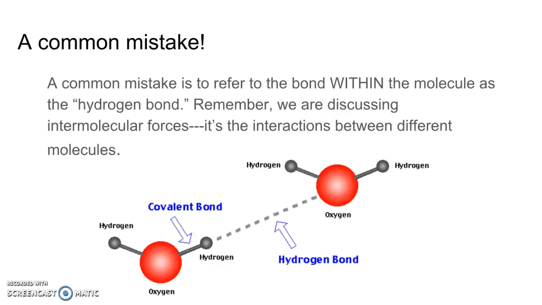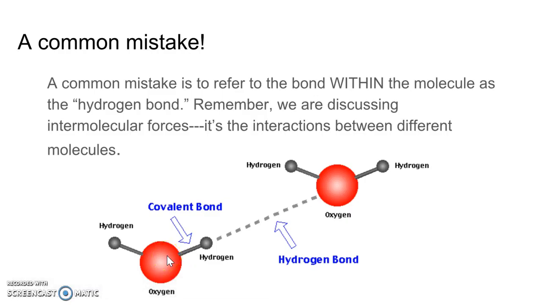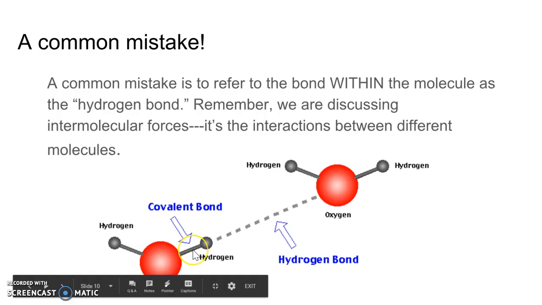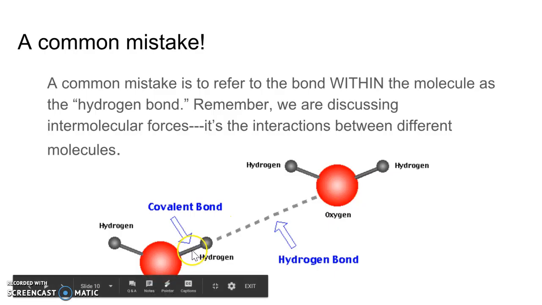Another common mistake is to refer to the bond within the molecule as the hydrogen bond, because you're like, oh, it's a hydrogen bonded to something. We're talking about intermolecular forces. We're not talking about bonds. This is a covalent bond. The attraction between this hydrogen on this molecule and the oxygen on this water molecule is the hydrogen bond. Please do not call this a hydrogen bond. It's not. We're talking about intermolecular forces, different molecules.